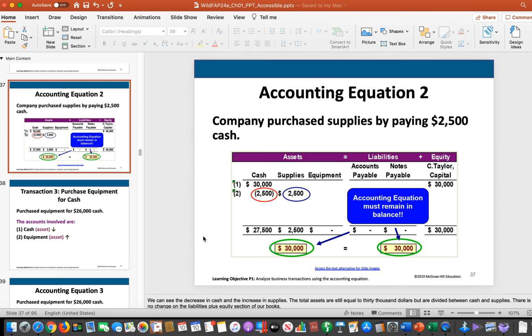So pay attention to this. The only changes that took place were on the asset side, but the changes zeroed out. It's like taking $2,500 out of one pocket and putting it in another one. It's the same pair of pants. So it doesn't change the total.